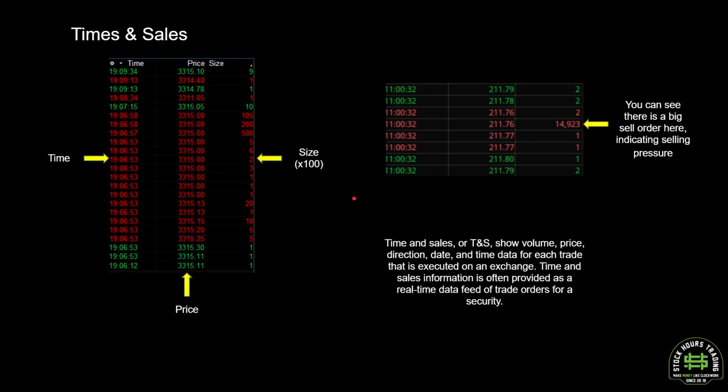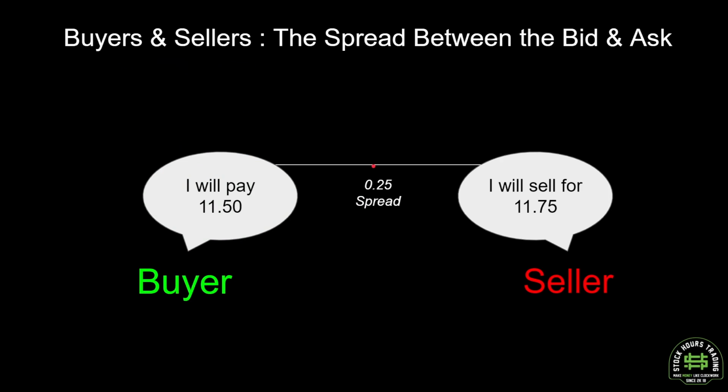That's pretty much it for times and sales. So basically you want to look for your number on level 2 and then you want to watch it get executed on times and sales. This is representing the spread between the bid and the ask.